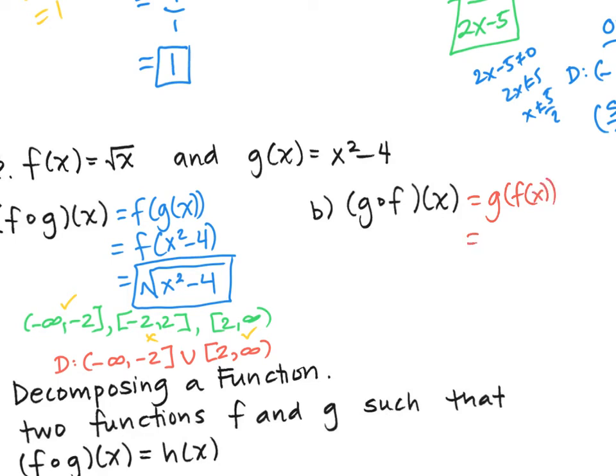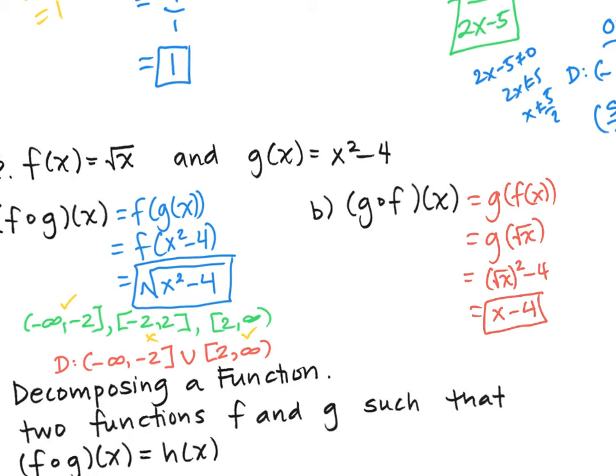Okay, now f of x is the inner function. So what is f of x? F of x is root x. Okay, so now I'm going to take the root x and plug it into x squared minus 4. So that's root x squared minus 4, which is going to give me, the squared and the square root cancel, so I get x minus 4. So the composition of g and f turns into x minus 4, which is a pretty nice answer.